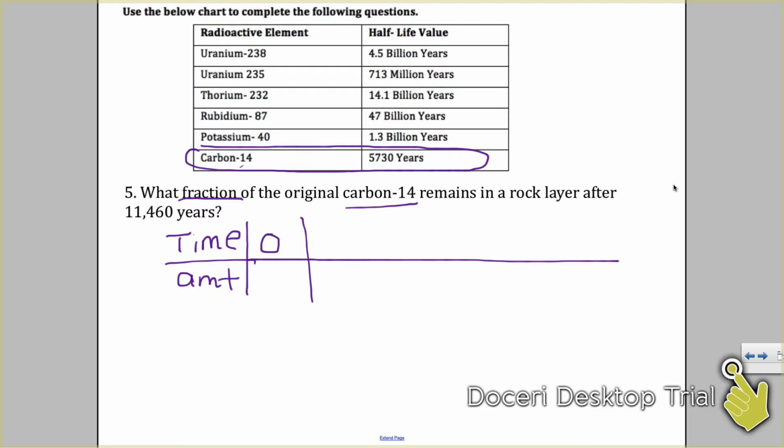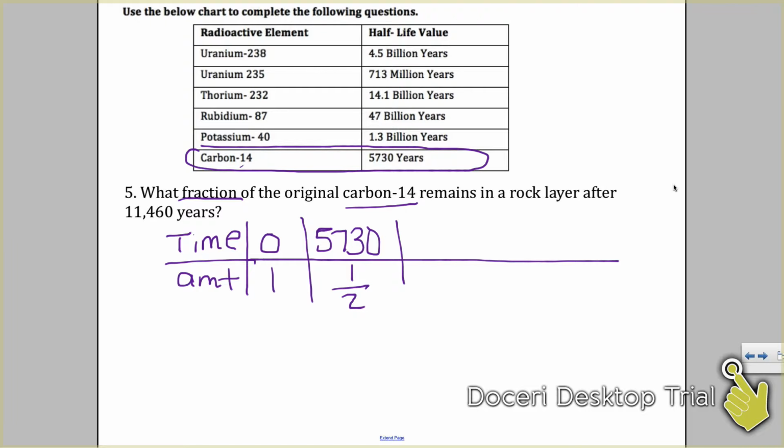Over zero time, what is the fraction that we have? 100%. A fraction, right? A whole. One whole. One over one. A half-life would be what? How many years? 5,730 years. What fraction would we have then? One half.